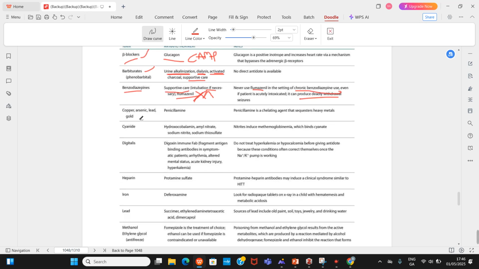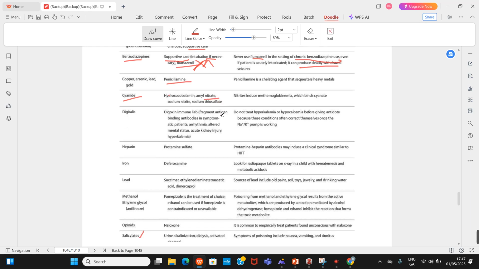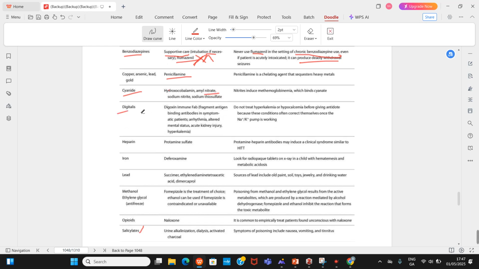So for copper, arsenic, lead, penicillamine, for them. Cyanide, I've talked about cyanide. Hydroxycobalamin, the nitrite, they would work. Digitalis, just give Digabind, or digoxin immune FAB fragment.